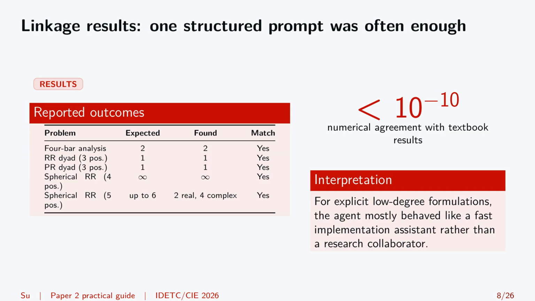For these linkage cases, one structured prompt was often enough. The important result is not that they are easy. It is that a well-scoped source, an expected solution count, and a direct residual give the agent an unambiguous acceptance target.